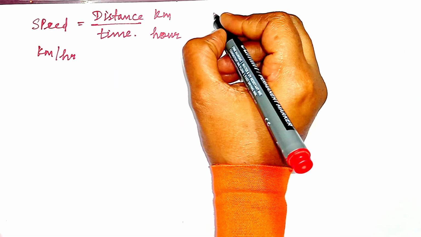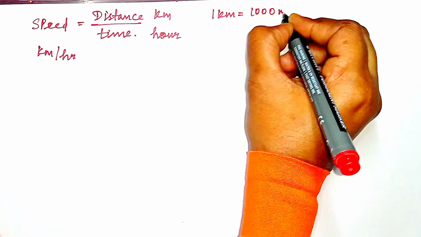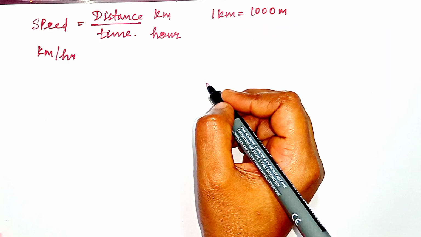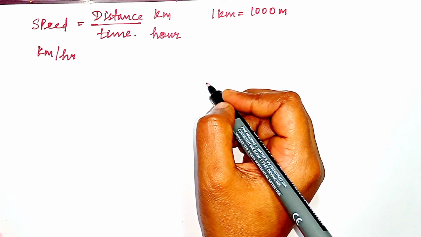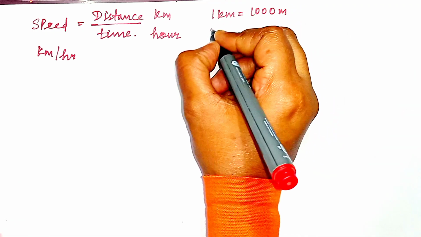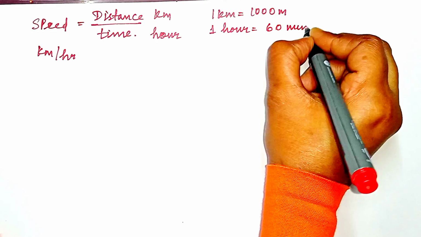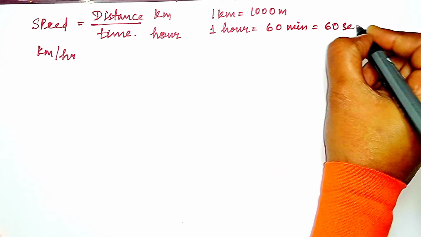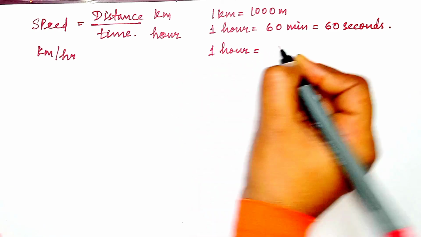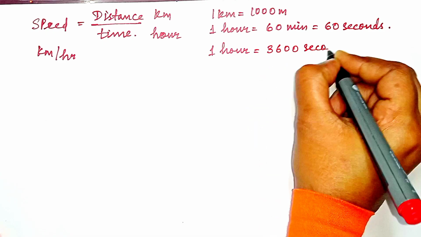So 1 kilometer is 1000 meters. I think my previous videos have already explained the equal units for all basic units asked in the exams. Similarly, 1 hour is 60 minutes, which again equates to 60 seconds. So 1 hour is equal to 60 into 60 seconds.